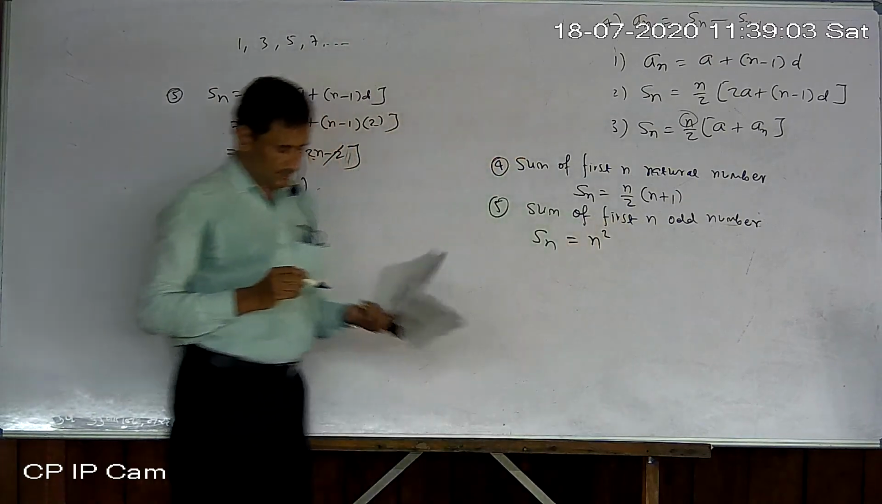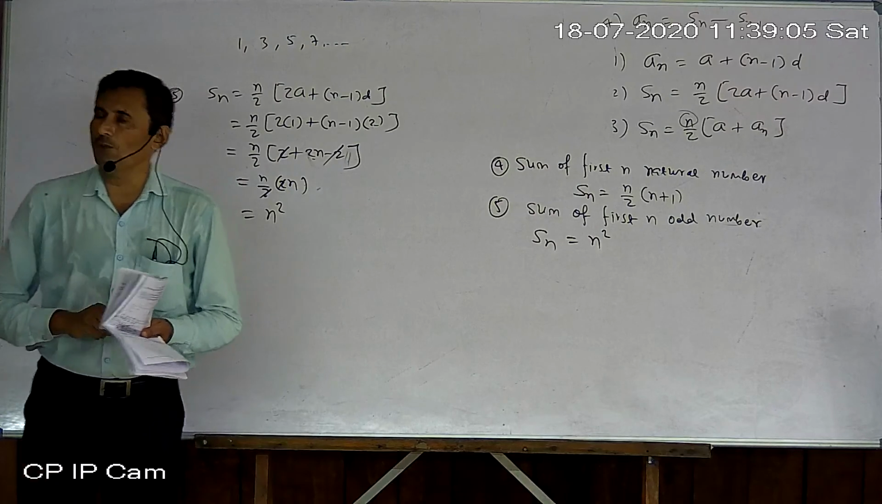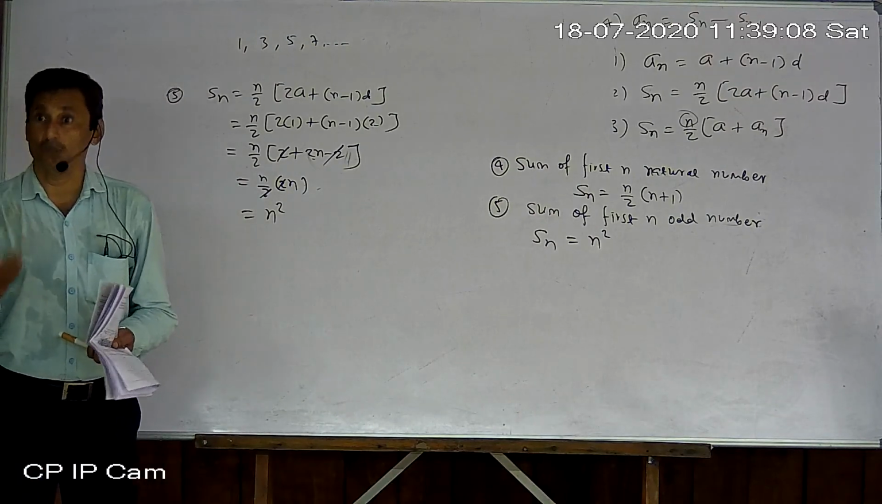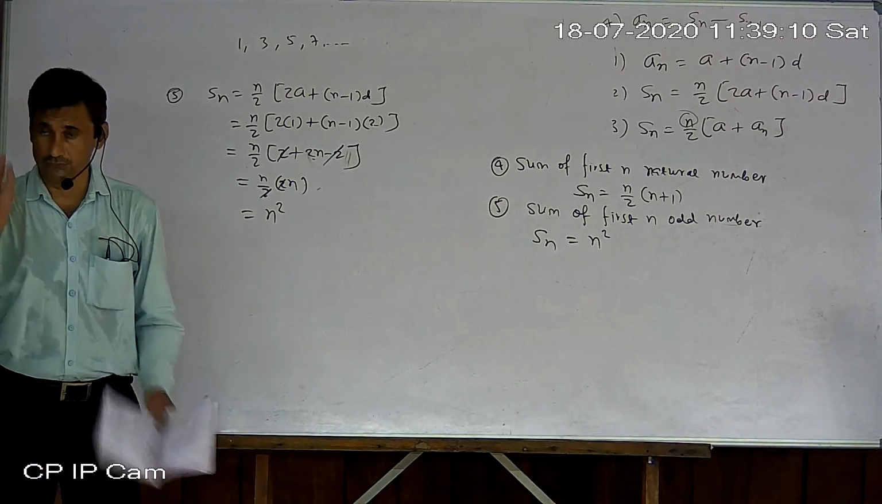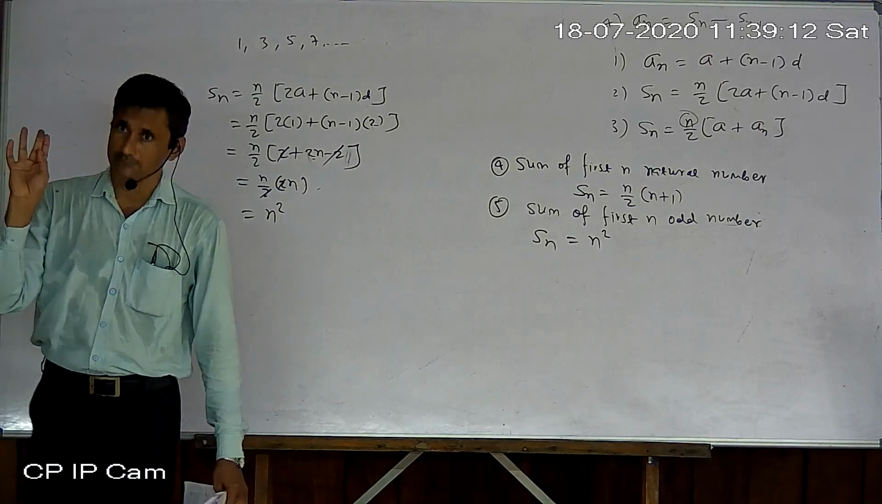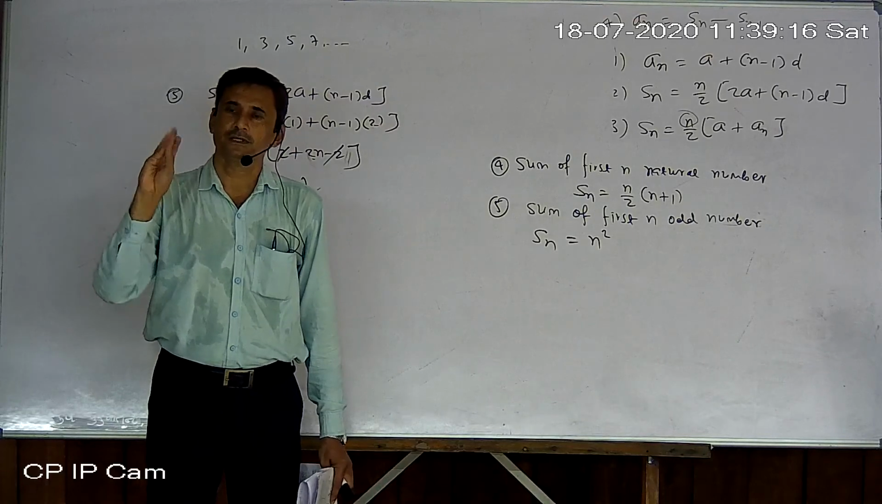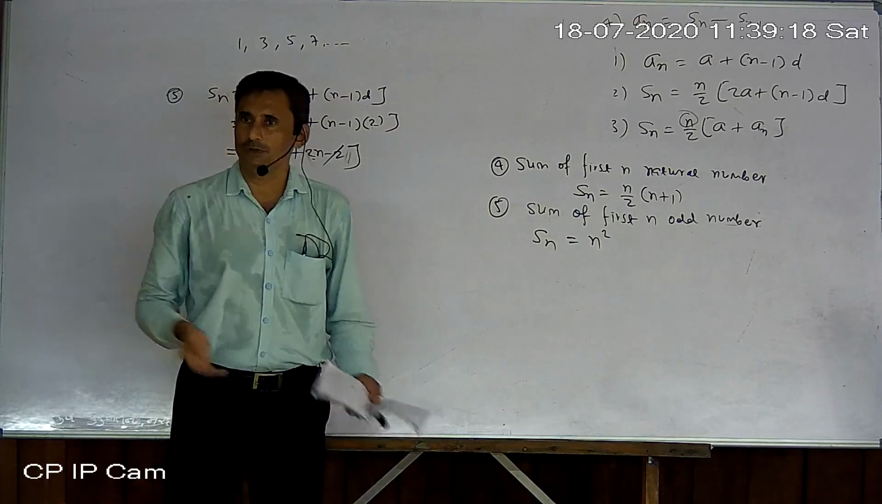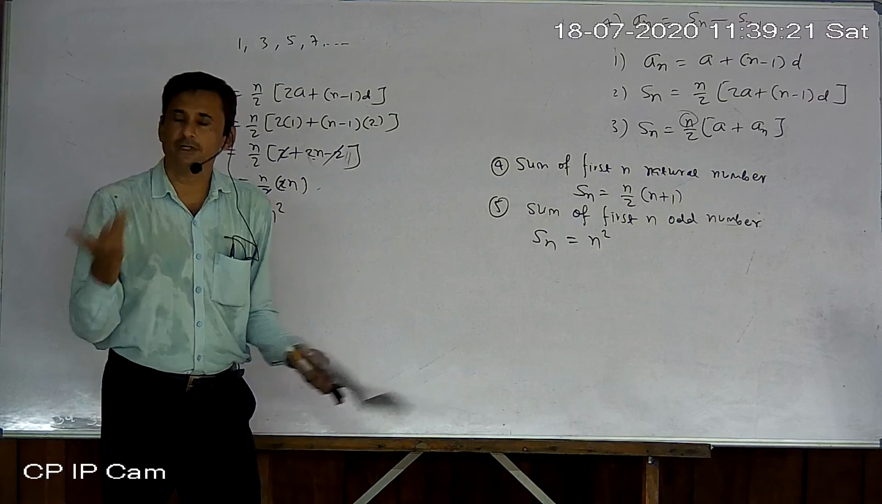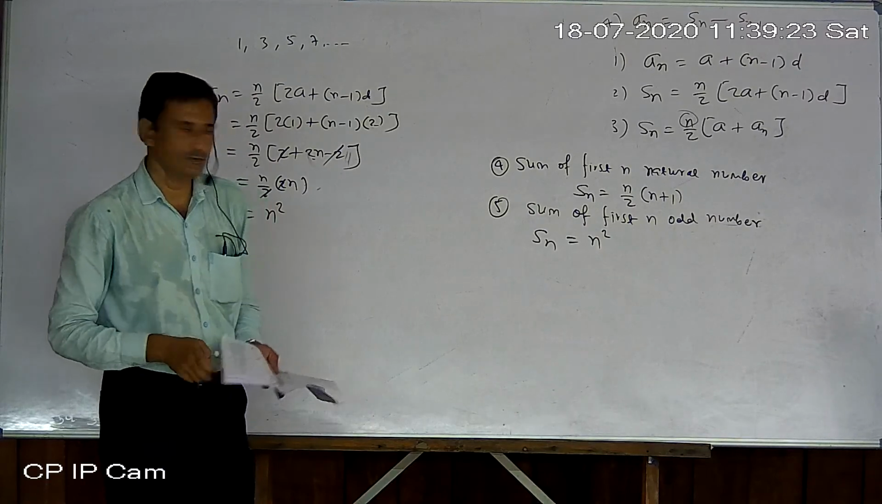If I ask you to find the sum of the first 10 odd numbers, so 1, 3, 5, 7, 9, 11, 13, 15, 17, 19, the sum of all 10 numbers, what will it be? Obviously 10 square, 100. You can just verify it.